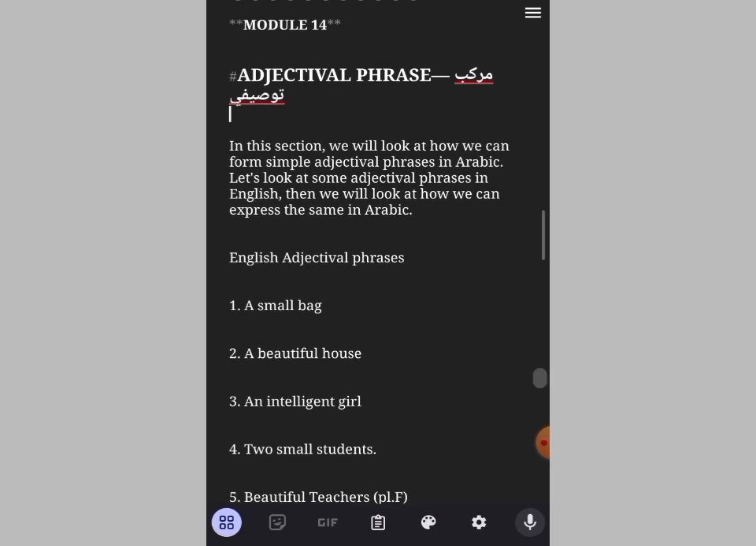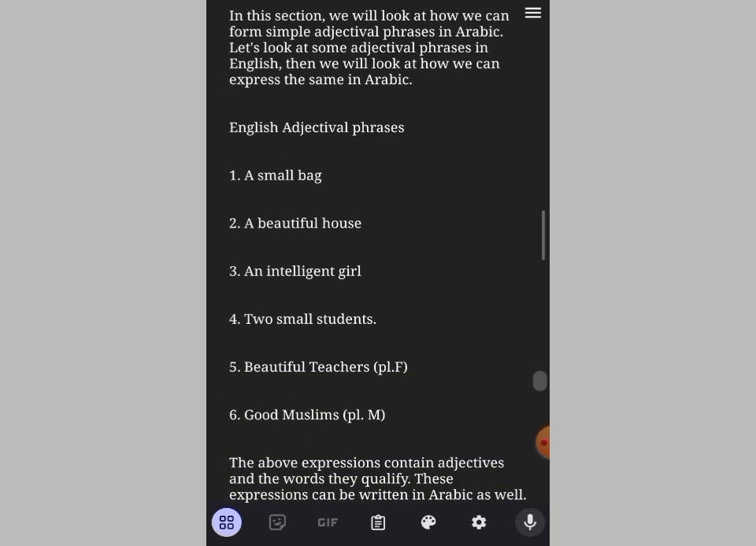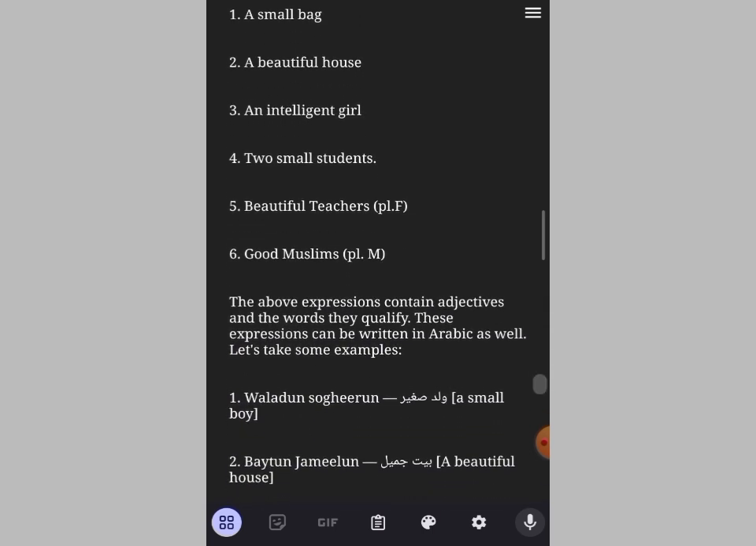Now let's move on. We're going to be looking at expressions, adjectival phrases, which is مركب توصيفي. Let's look at some adjectival phrases in English. We have expressions like small bag, beautiful house, an intelligent girl, two smart students, beautiful teachers, good Muslims. So these are adjectival phrases in English. Now we'll look at how we can do the same in Arabic. So this is what we're going to be learning.